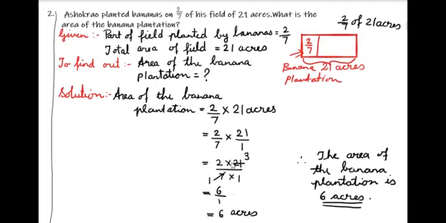Now if you will see, 21 from the numerator and 7 from the denominator are both coming in 7's table. So we have written 7 ones are 7, 7 threes are 21. Then 2 threes are 6, 1 ones are 1. 6 upon 1 is nothing but 6. So we have got the answer as 6 acres.